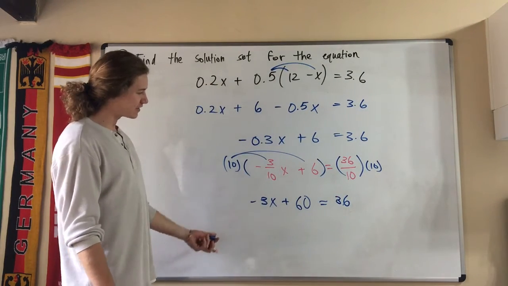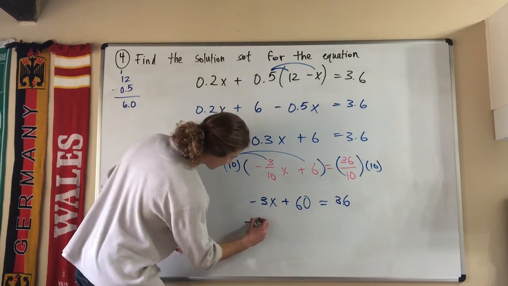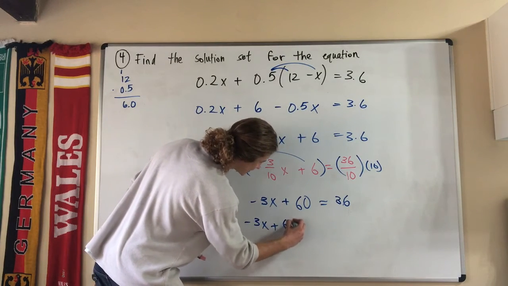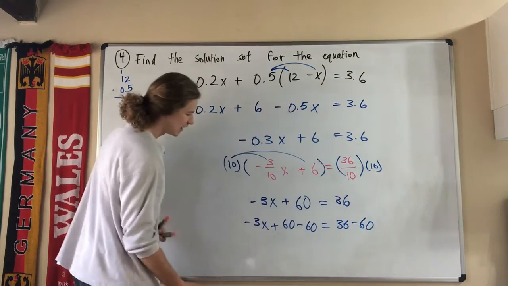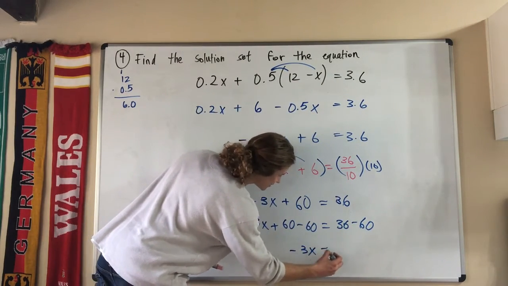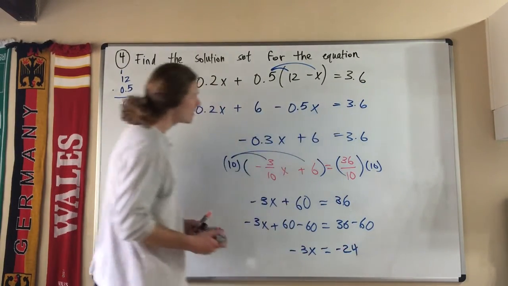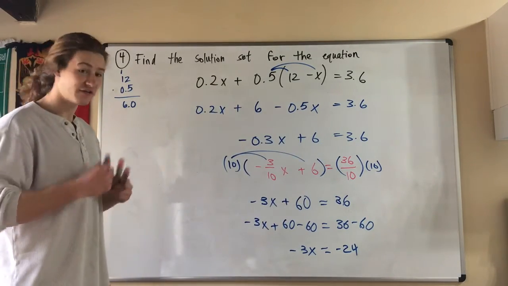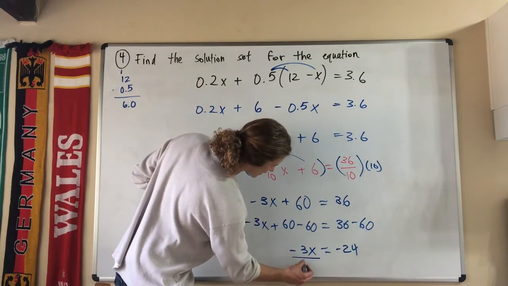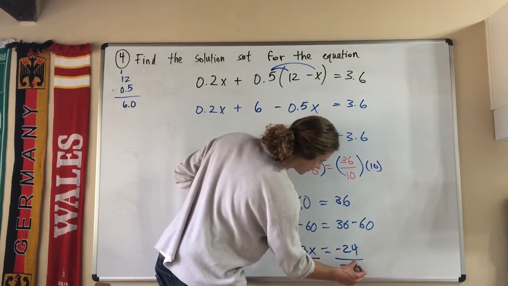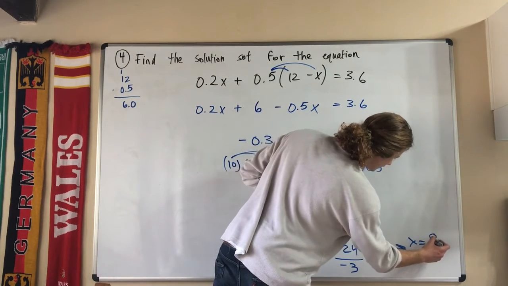Sweet. So if we want to get x by itself, we need to use the addition property of equality to subtract 60 from both sides. So we have negative 3x plus 60, and now we have a minus 60. If we have minus 60 on the left, we better minus 60 on the right as well. And so we do. And we have negative 3x equals, now 36 minus 60, that's negative 24. The last step in this problem is to divide by negative 3. If I divide by negative 3 on both sides, you can see the solution will be x equals 8.